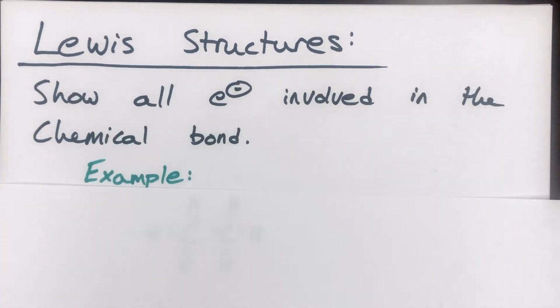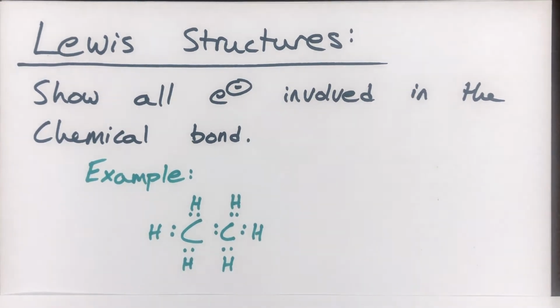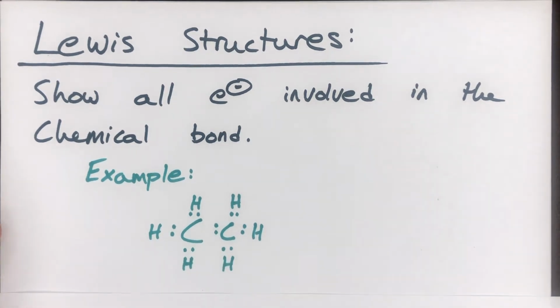So Lewis structures explicitly show all of the electrons involved in a chemical bond, to be explicitly Lewis. So here's an example of ethane, and it shows that this carbon atom is bound to another carbon atom through just 2 electrons, one from each carbon that is represented there. And then we have 3 single bonds to each of the hydrogens on each carbon, and again, we explicitly show the electrons from the hydrogen and the carbon forming that bond.